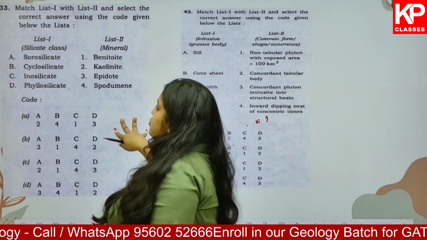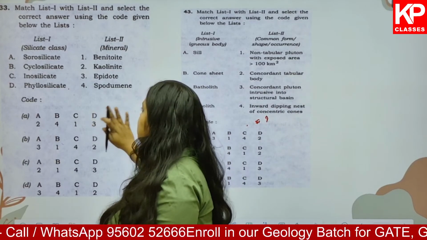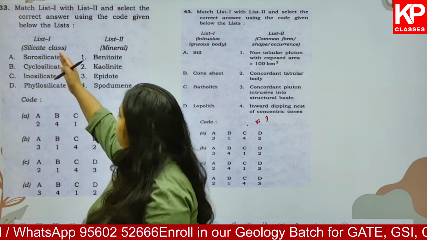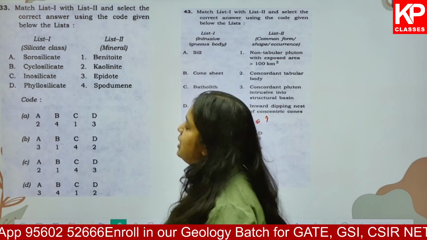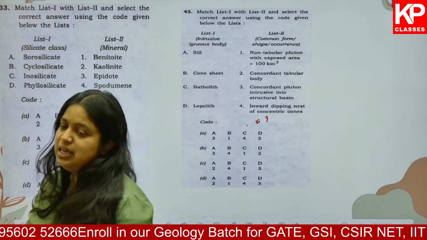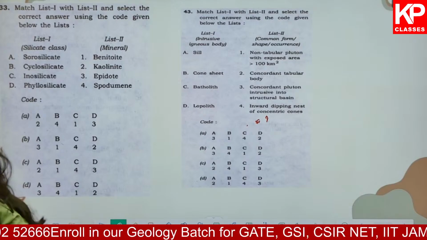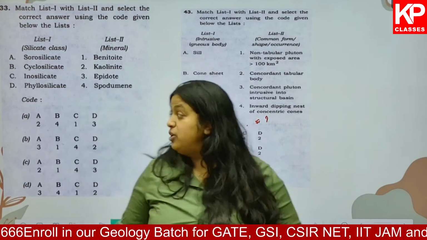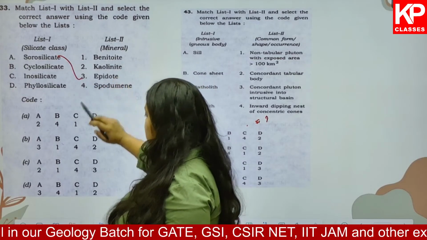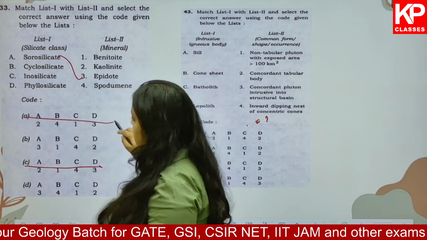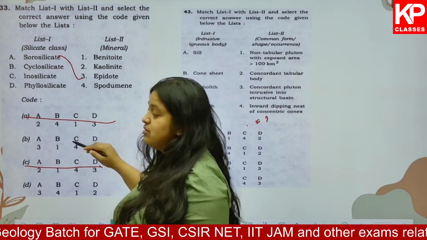So here, this is also a very basic, easy question. I would say they have given the silicate classes. You need to choose the particular mineral of that silicate class. So the value over here, sorosilicate is epidote. So C and D, A and C got cancelled.